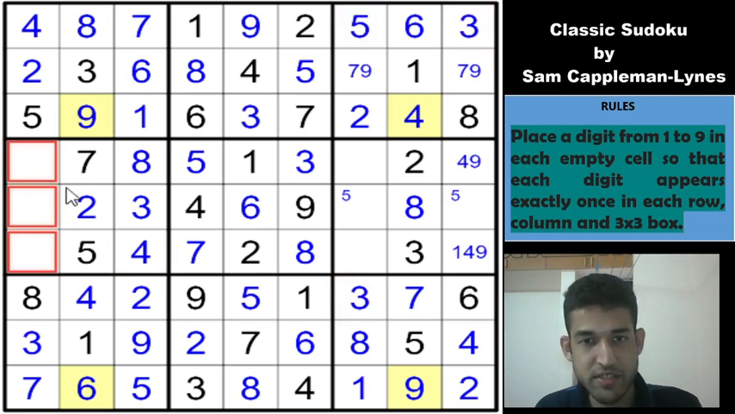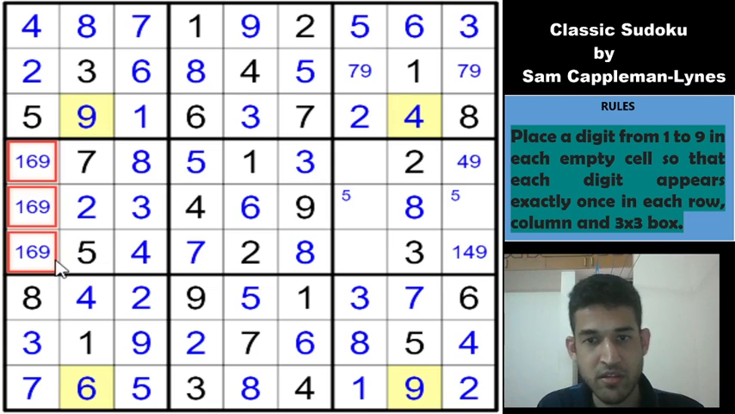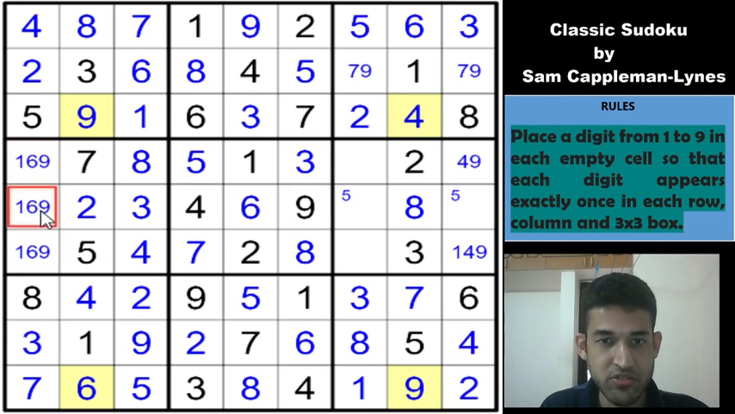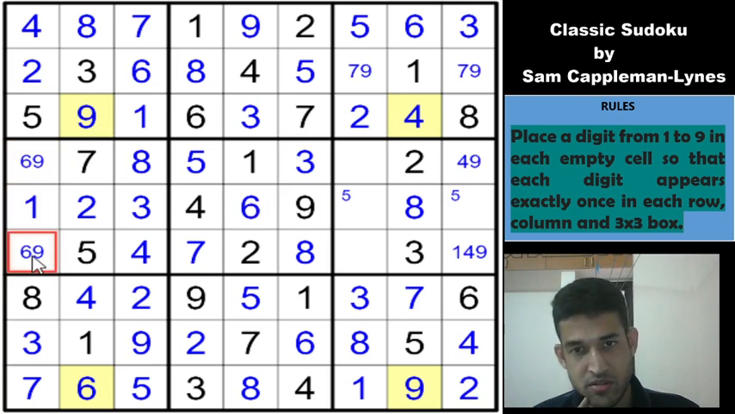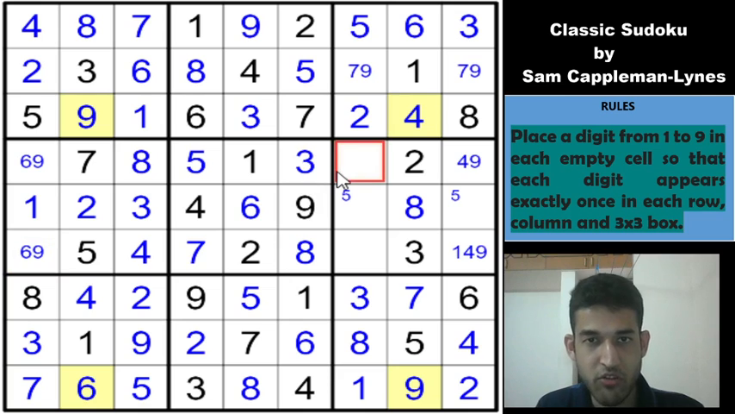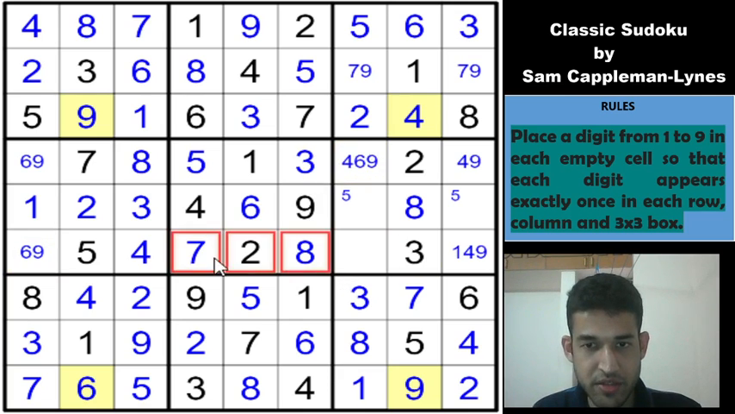Let us look at these 3 cells, 2, 5, 7, 3, 4, 8. So they must be 1, 6 and 9. So you can't have 6 and 9 here, so this is 1, which means this cell must be 6, 9. So this cell for row 4 must be 4, 6, 9. 2, 3, 7, 8, 4 and 5.